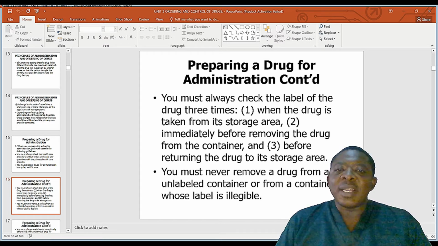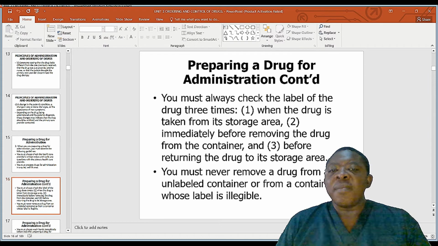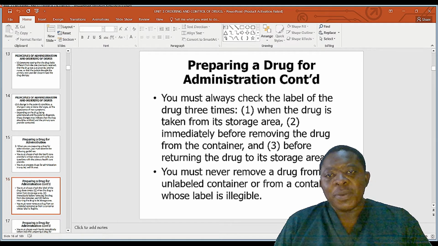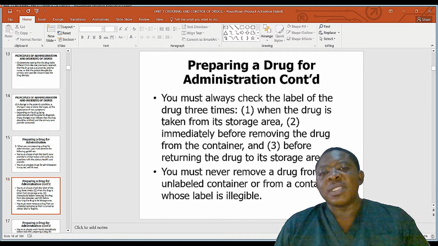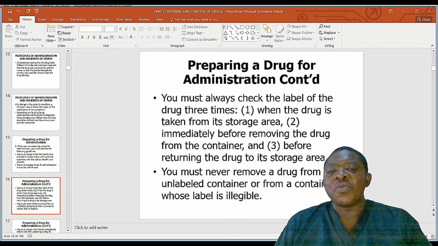When the drug is taken from its storage, that is the first time, then the second time immediately before removing the drug from the container, and then the third time before returning the drug to its storage. So this is very important as you are preparing a drug or when you want to administer a drug. So you have to ensure that you check the label of the drug 3 times.